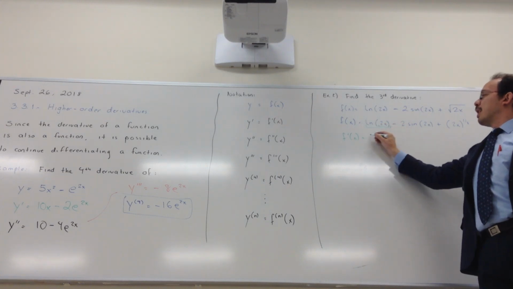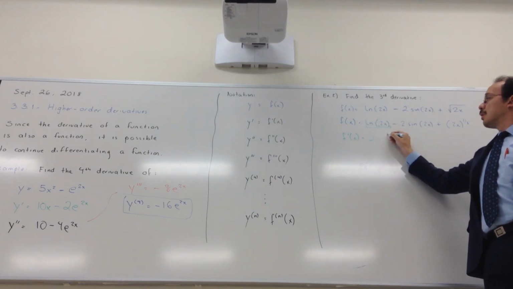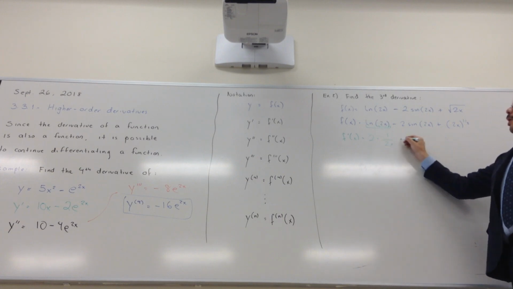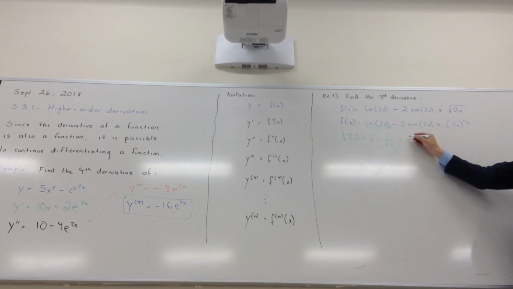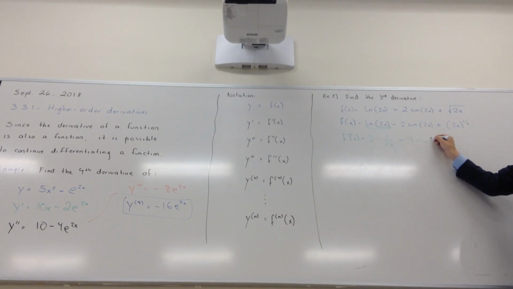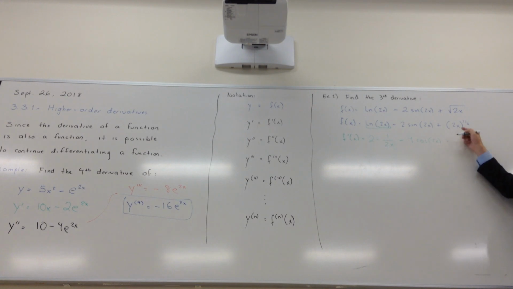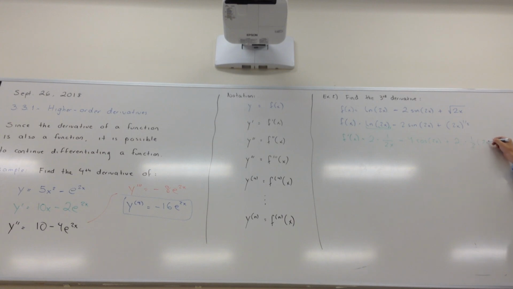The derivative of 2x is 2, times 1 over 2x, minus, again chain rule. You leave the 2, but the derivative of 2x is 2, times 2, 4. Derivative of sine, cosine. Plus, the derivative of 2x, 2, times the derivative of everything to the 1/2, 1/2, 2x to the minus 1/2. Okay? That's the first derivative, but since I want to find a second and then third and so on, I need to rewrite.